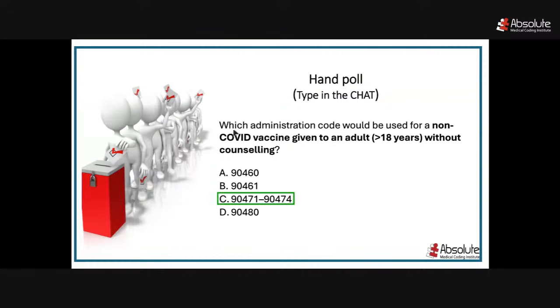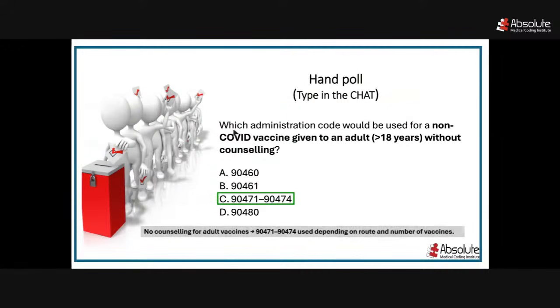Yes, you all are spot on. It is option C. So no counseling for adult non-COVID vaccine cases. You have to use 90471 through 90474, depending upon the route of administration and number of vaccines. And 90480 is for a COVID-19 vaccination, right? And 90460 and 90461 should be used only for cases where counseling is given.